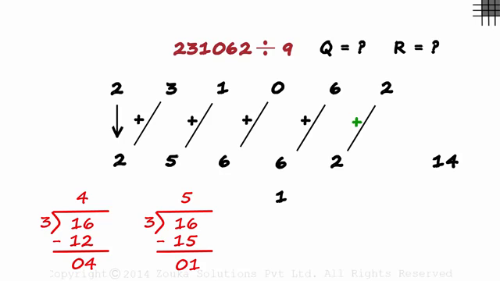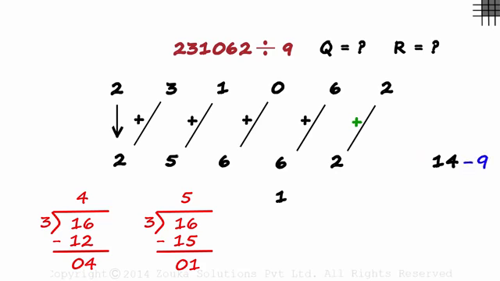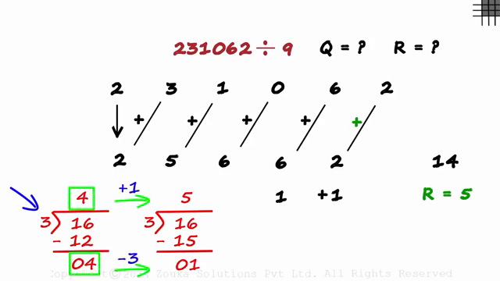So all we need to do now is remove a 9 from this and add 1 to the quotient. Removing 9 from this gives us a remainder of 5 and we add 1 to the quotient. This is our remainder. If you look at the second case of 16 over 3, you can see that subtracting 3 from the remainder and adding 1 to the quotient will give us the first case. That's exactly what we have done here.